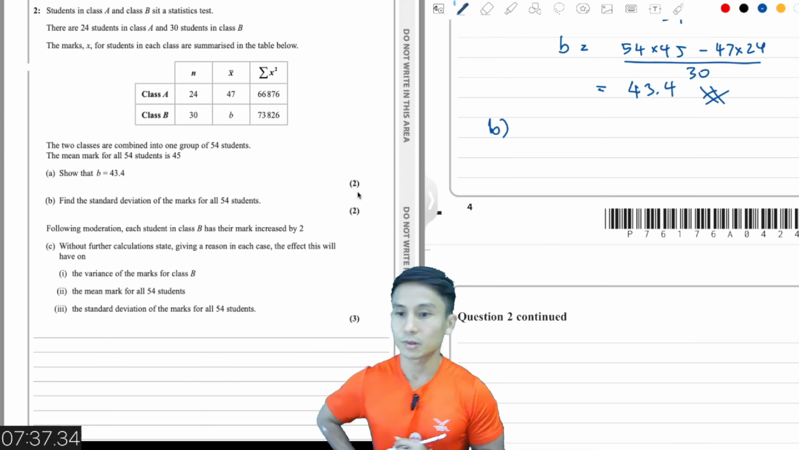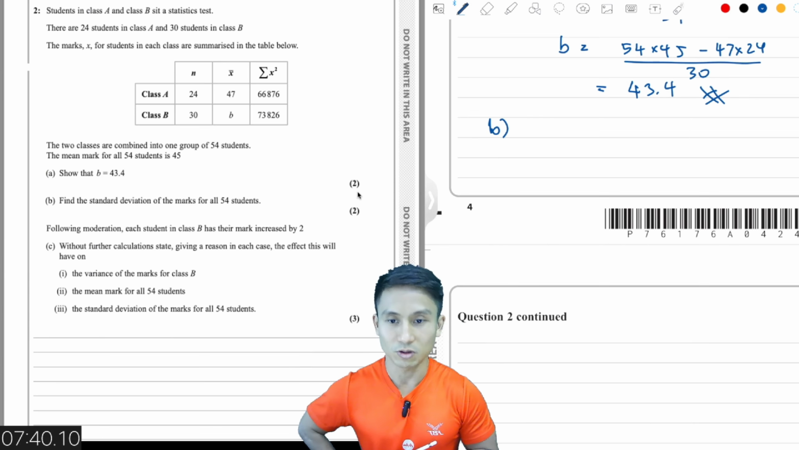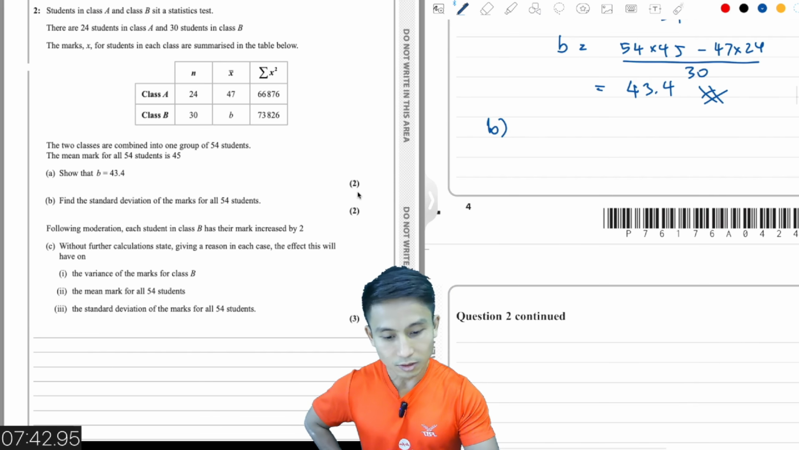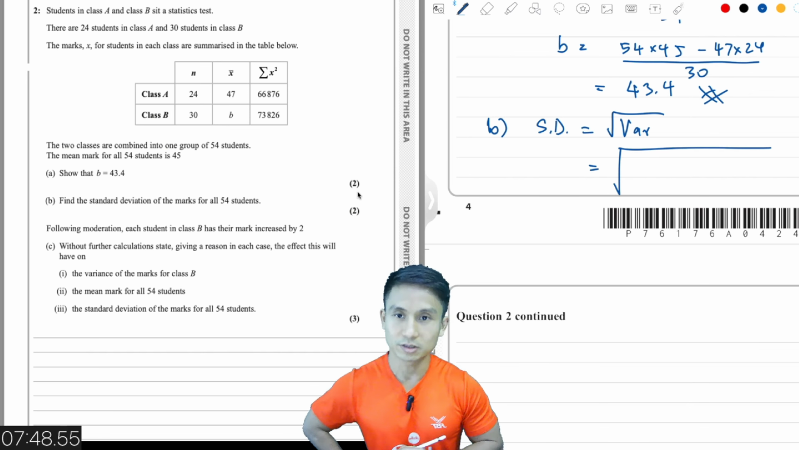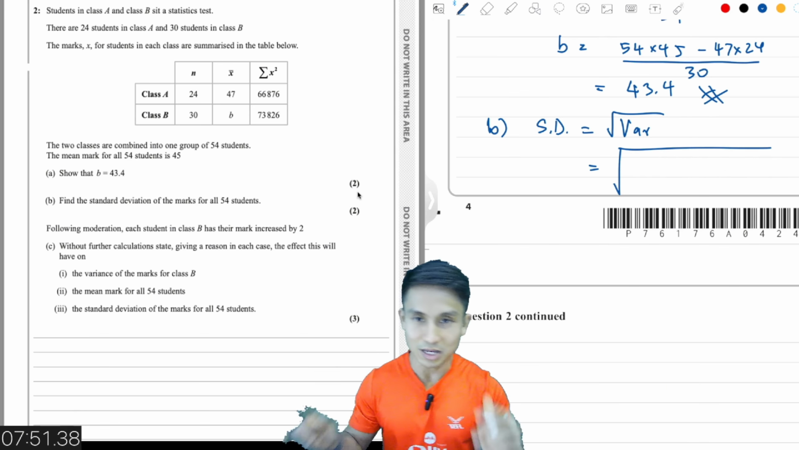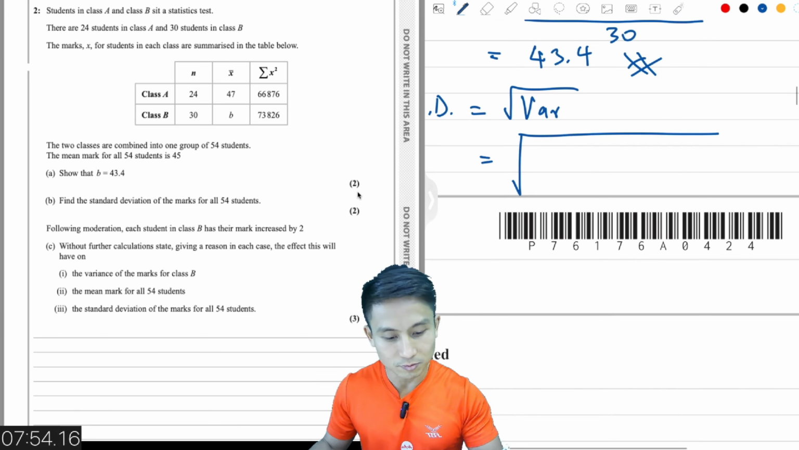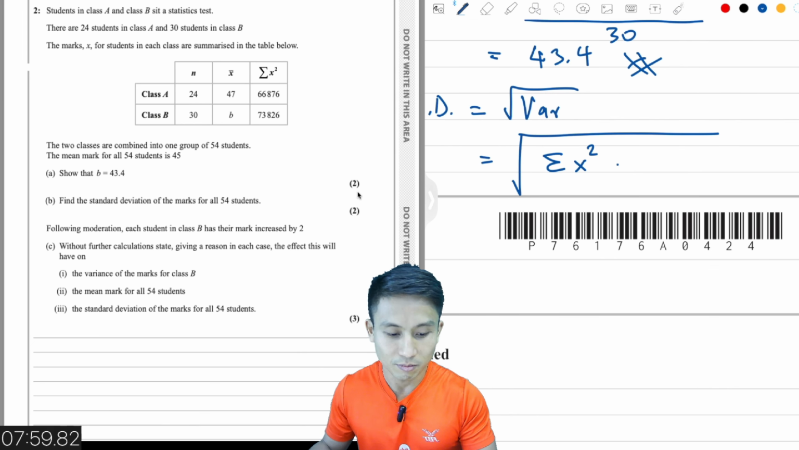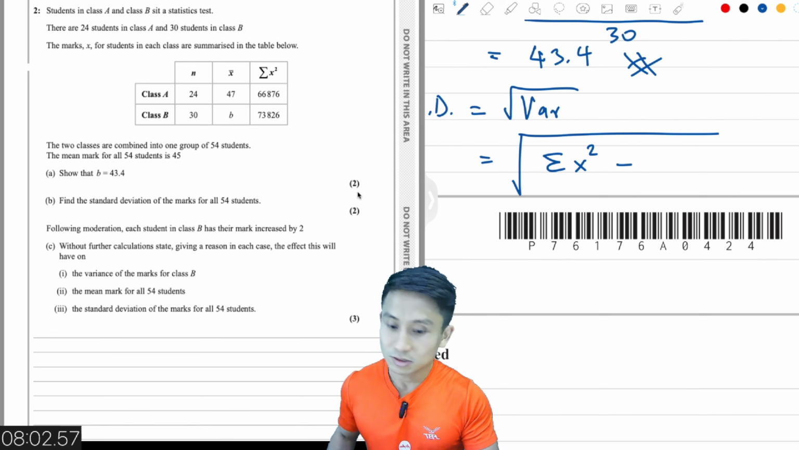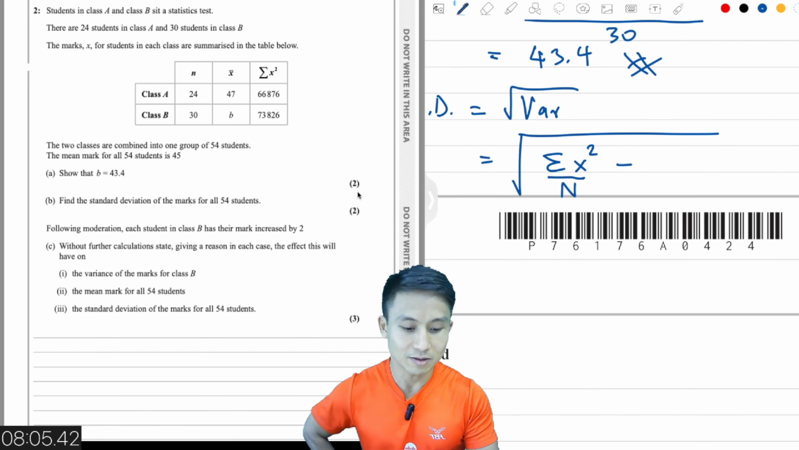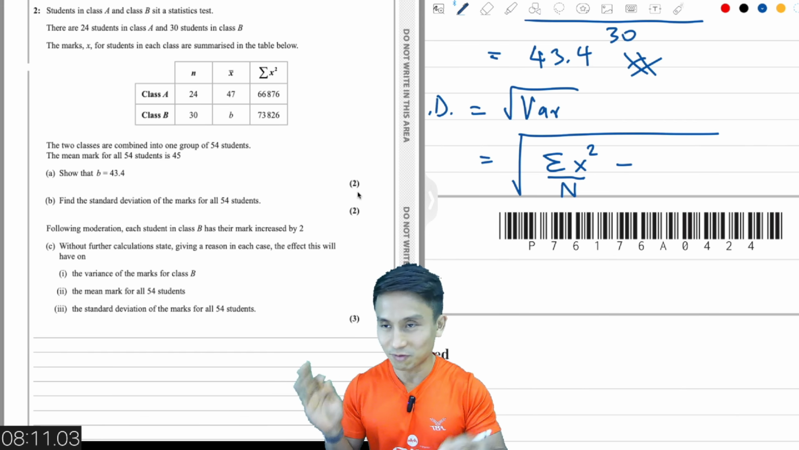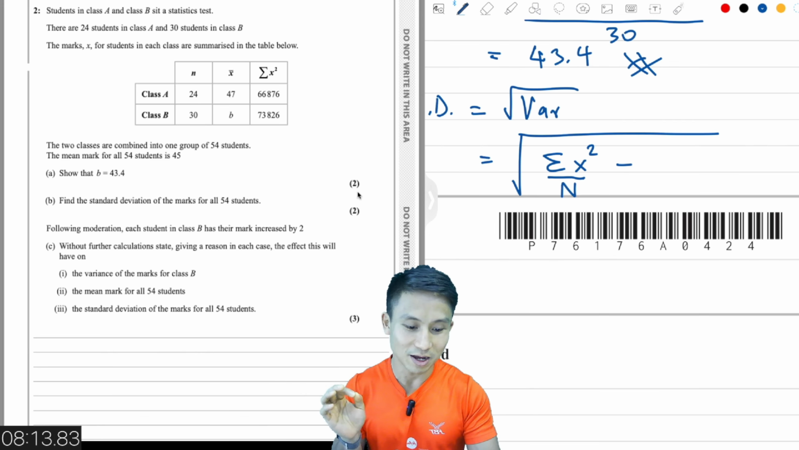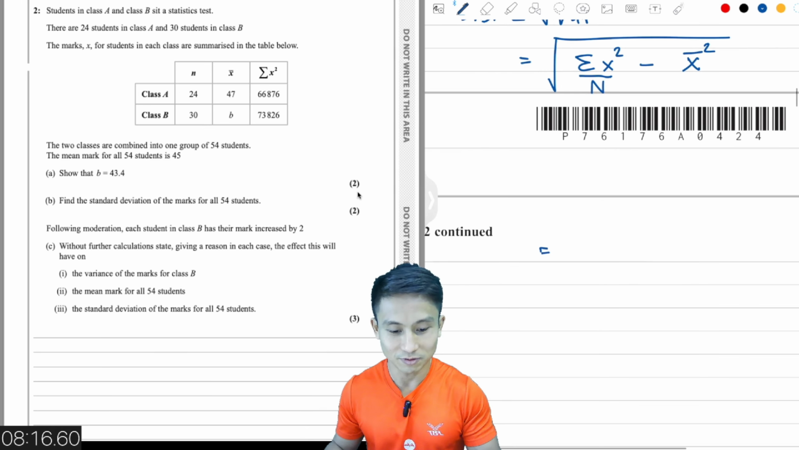And part B. Find the standard deviation of the marks for all 54 students. Well, standard deviation is basically the square root of variance, right? Well, we have the sum of x squared and mean there. So the best way to do it is probably this: sum of x squared in there minus, so the variance has to be divided by n, yeah? So this is the formula of variance. Mean of squares, so you sum the squares and divide by n, which gives you the mean of squares, and subtract the x bar squared. Yeah, that's it for the variance.